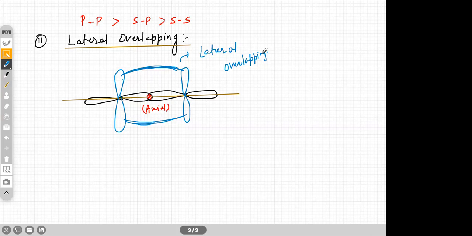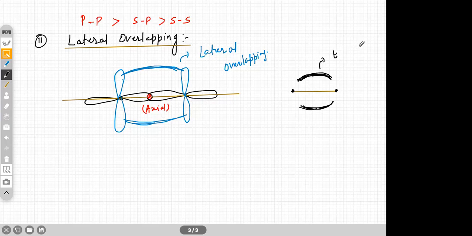If you try to understand this pi electron, suppose this is a sigma bond we have between the two atoms, and this is a nucleus. The lobe overlap forms an electron cloud like this. This is the lateral overlap. Electron cloud above this sigma bond and below this sigma bond. This collectively gives one pi bond. It's not like we have two pi bonds here. These two give one pi bond.